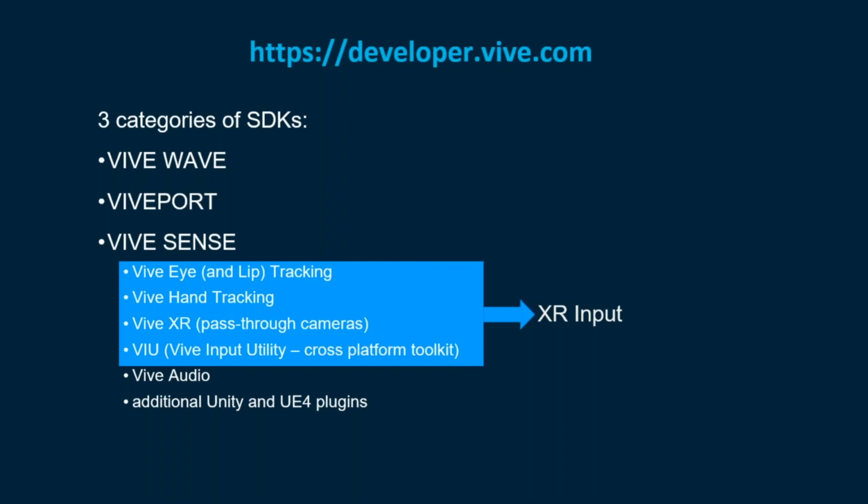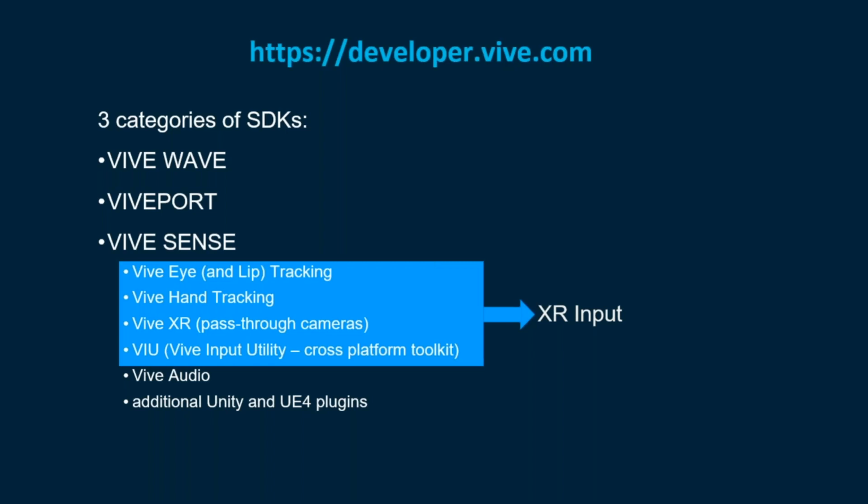We also have Viveport, which of course is our distribution platform and store. This will include SDKs such as DLCs, in-app payments, DRM, and so forth. But what we're going to focus on today is the category called VIVE Sense.